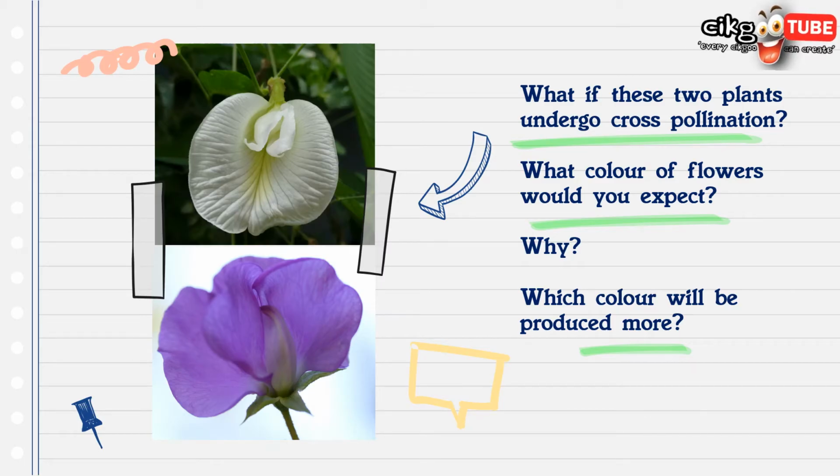Now, we have here a purple and a white flower pea plant. Now, what if these two plants undergo cross-pollination? What color of flowers would you expect? And why? Would it be a combination of both colors? Or more purple, more white? Which color will be produced more?